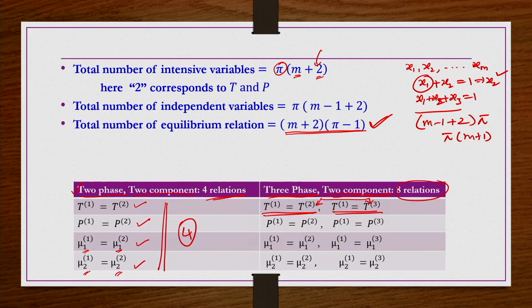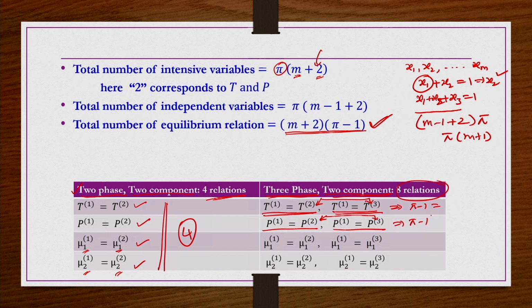Okay. Same is for the pressure, that is internal equilibrium with respect to the mechanical potential. P1 should be equal to P2 and P1 should also be equal to P3. So, that means obviously P2 should be equal to P3, right. So, that is how we can see. How many relations are there? Pi minus 1 relations are there for the temperature and pi minus 1 relations are there for the pressure also.